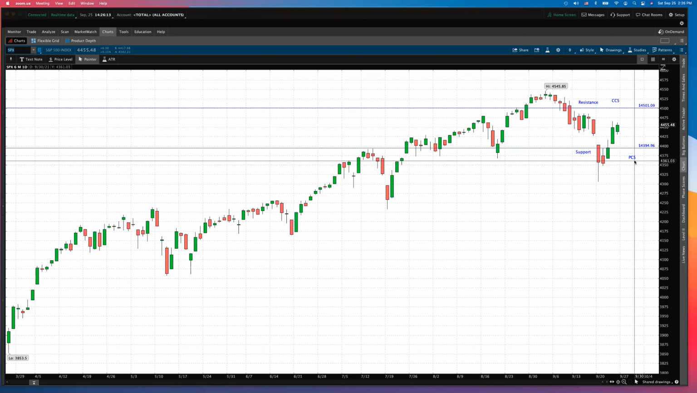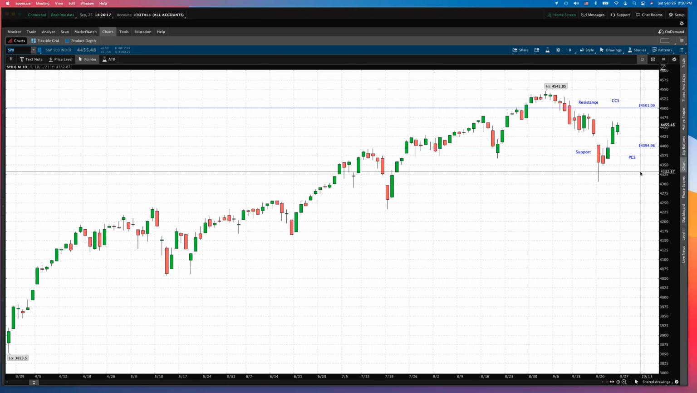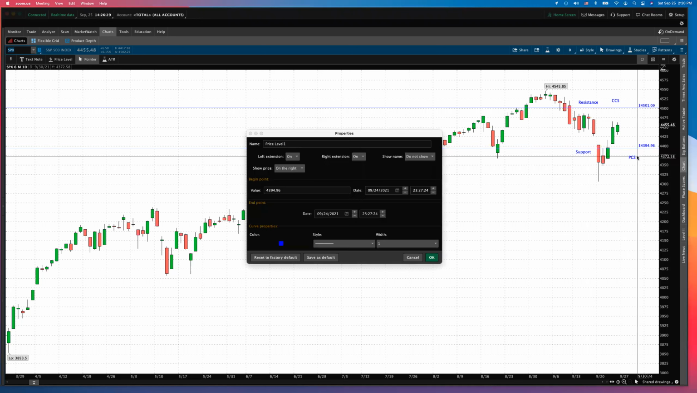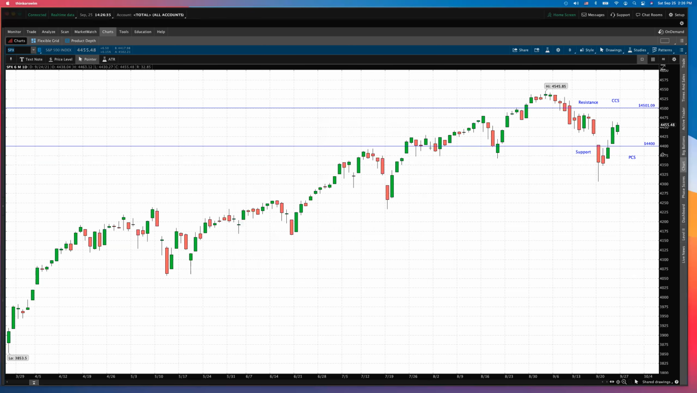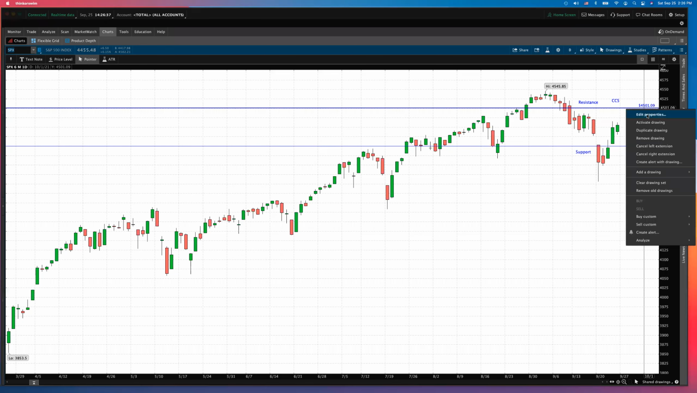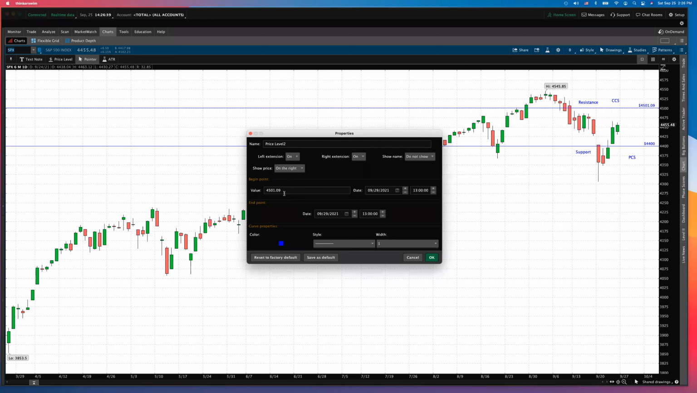PCS, remember, stands for put credit spread. When you're selling a put credit spread, you're saying that the price is going to remain above your short leg. So our short leg, let's say our short leg is going to be around 4,400. Let me make that exact 4,400 so that you guys can see it. Yep. And let's edit this one, make that one 4,500 exactly, because we're going to come back to it.